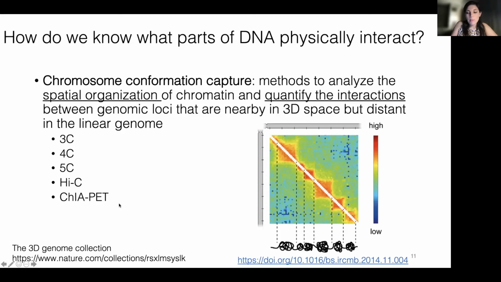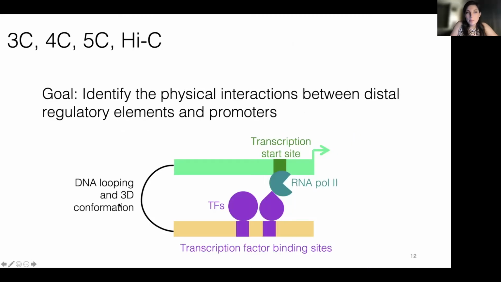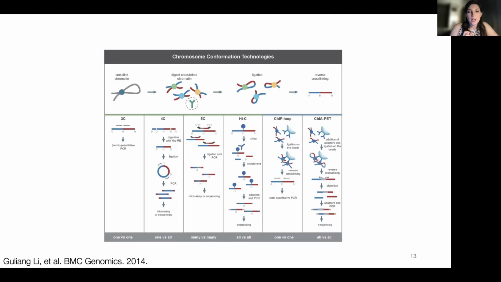And as I said, there's multiple methods. Ultimately, the goal is to identify the physical interactions between distal regulatory elements and promoters. 3C, 4C, 5C, Hi-C, they're all kinds of chromatin conformation capture. And they really help us figure out what GWAS SNPs in non-coding regions can be connected and correlated to target genes via distance. Even though they're distant, they're interacting. And these are just a nice summary of some of the different methods that exist.